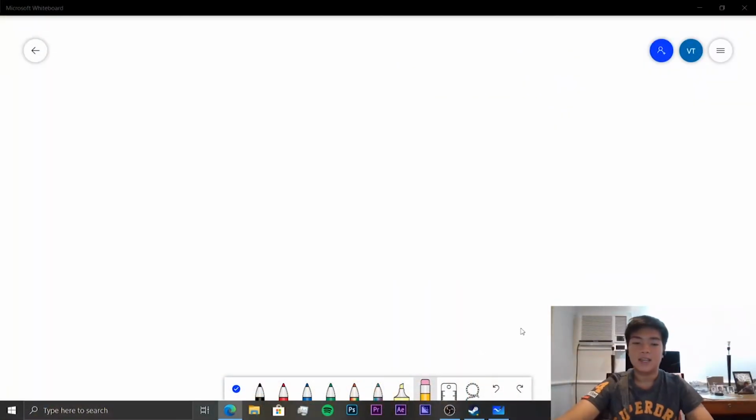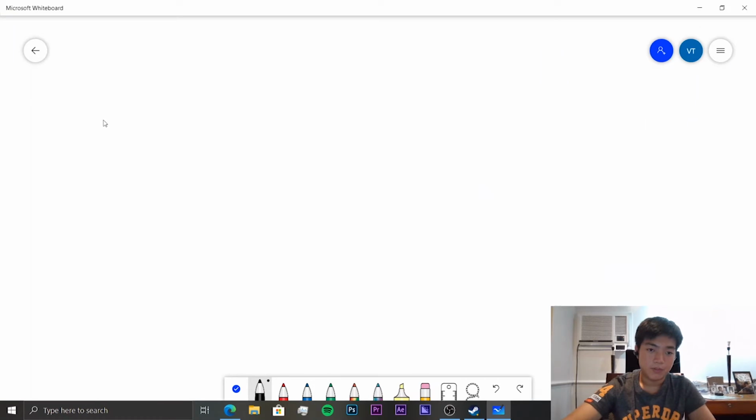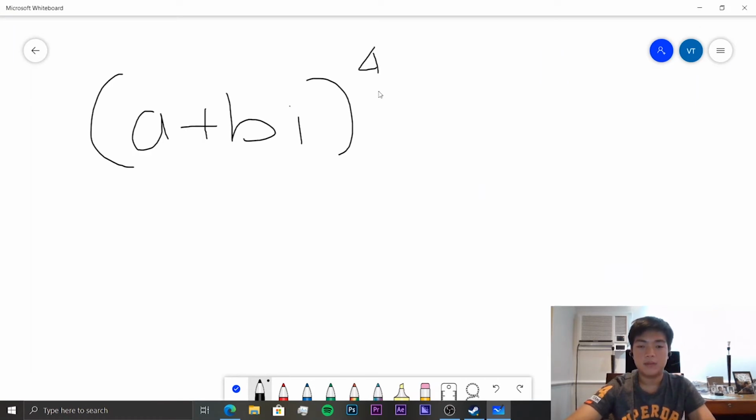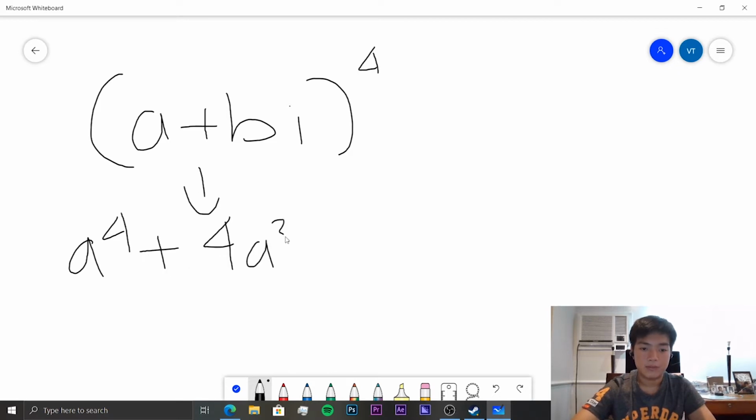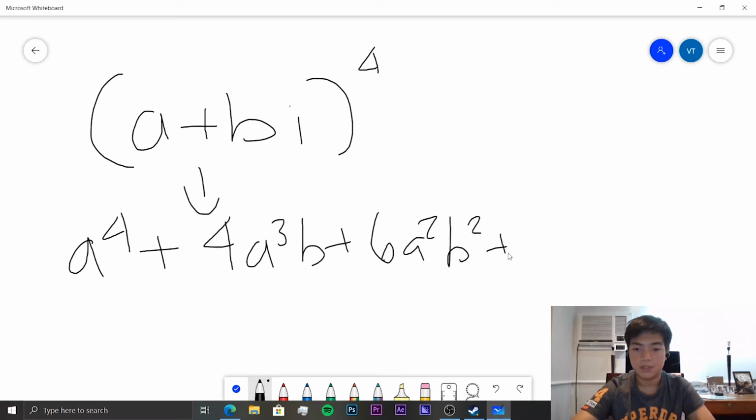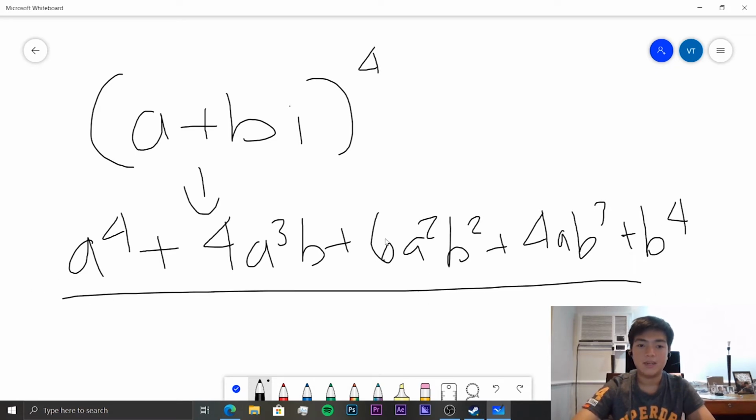So first, how do we raise a complex number to a power? If we have a complex number a plus bi to a certain power, we can actually just expand this binomially, if you remember from chapter 1. So this would be equal to a to the 4 plus 4a³b plus 6a²b² plus 4ab³ plus b⁴. So that would be expanding the number.